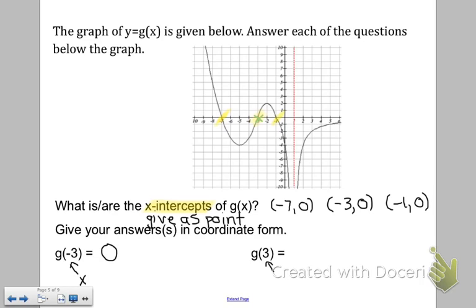Same thing here, but now I'm looking for an x of 3, and I'm looking where my y value is. So when I come over here and look at an x value of 3 and trace it down to the graph, I see that I have a y value of -2. So g of 3 is equal to -2.